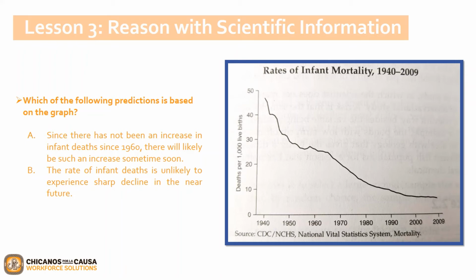However, answer B states that infant deaths are unlikely to experience sharp decline in the future. While the graph clearly shows that infant deaths have decreased, you can see that the decrease becomes gradual between 2000 and 2009. Thus, it can be determined that there is an unlikely possibility that there will be a sharp decline such as provided by the example of the orange line in the future. Therefore, the correct answer is B. The rate of infant deaths is unlikely to experience sharp decline in the near future.